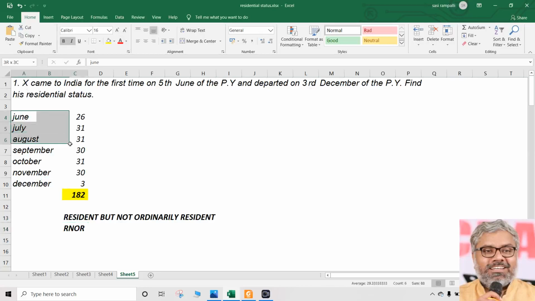I hope everybody got the same answer. If not, check your answer with this. The final answer, correct answer should be what? RNOR. That is the correct answer. Here if you calculate any one day wrong, answer will be wrong also. That is the crucialness, importance of precision and provisions to be known very perfectly and thoroughly.